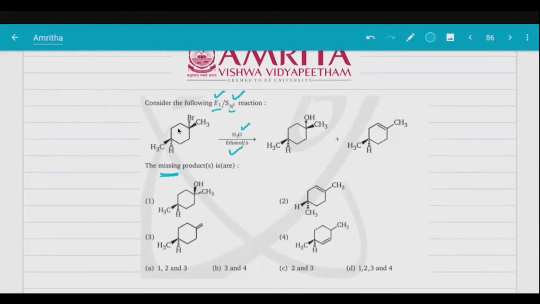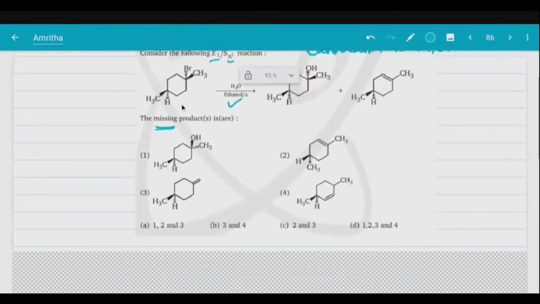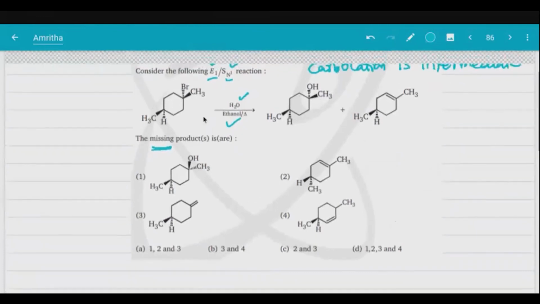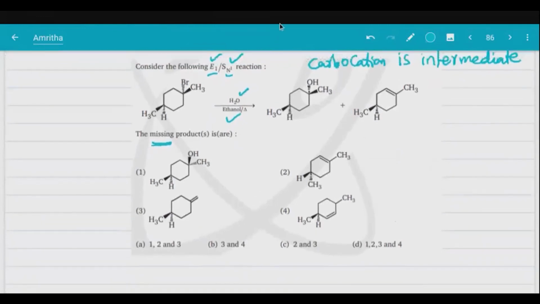Both are first order reactions. Carbocation is the intermediate, no doubt. But this may be elimination or this may be substitution. You have to assume both. And what is the missing product? It means what are the possible products for SN1 and even both. You have to take care of rearrangement also.